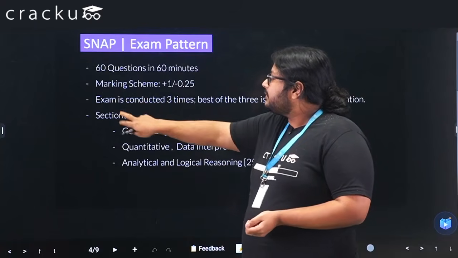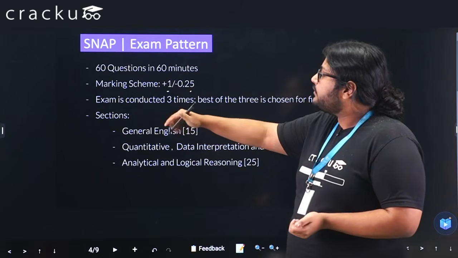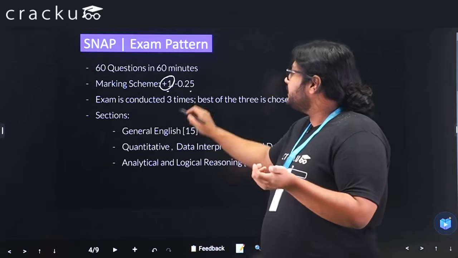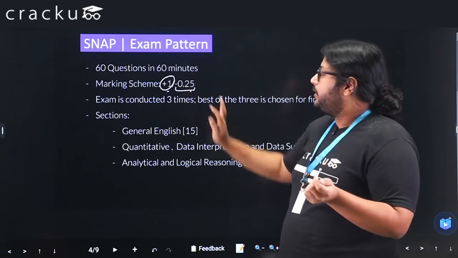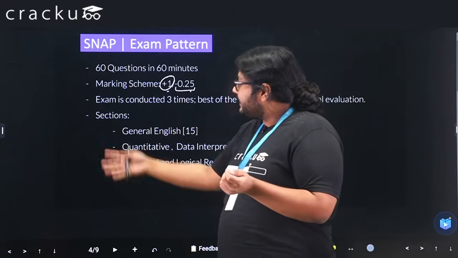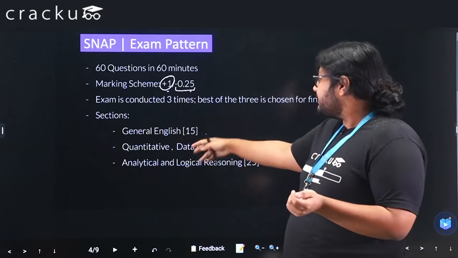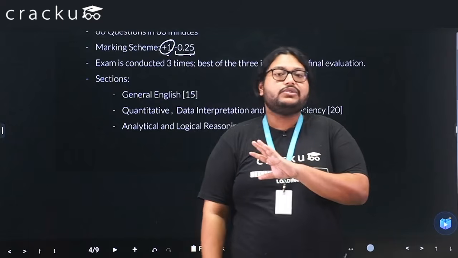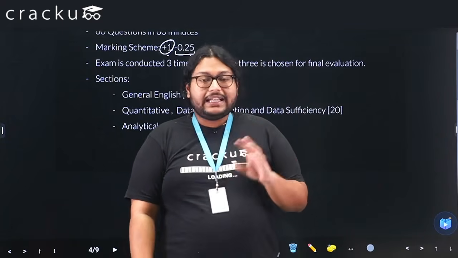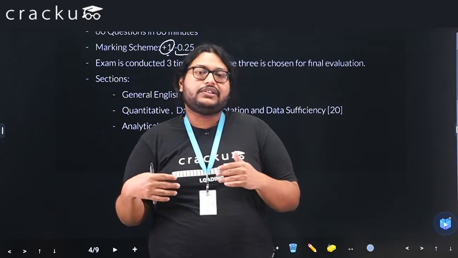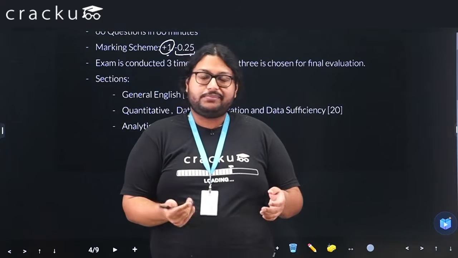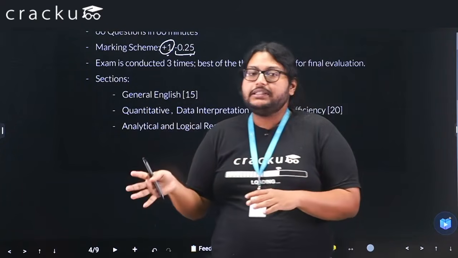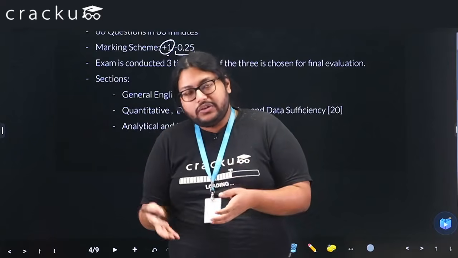The marking scheme is +1 and -0.25. So for every correct answer you get +1, and for every incorrect answer you incur a loss of 0.25. The exam, as we said, is conducted thrice, and the best of the 3 is chosen for final evaluation. There is no normalization in SNAP, unlike CAT, which is conducted across 3 slots, so there is some normalization process. In SNAP, there is none. For the 3 times, you can appear in all of them.